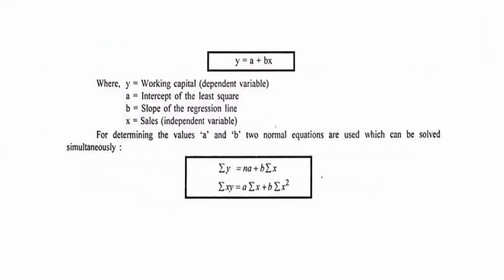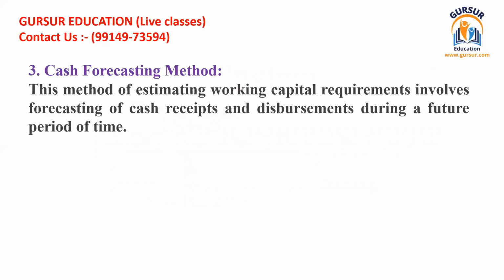So now what we have to do, this is the next method. This is method number three for estimation of the optimal level of working capital required in your business. So how can you calculate this? This is known as the cash forecasting method. This is very easy.